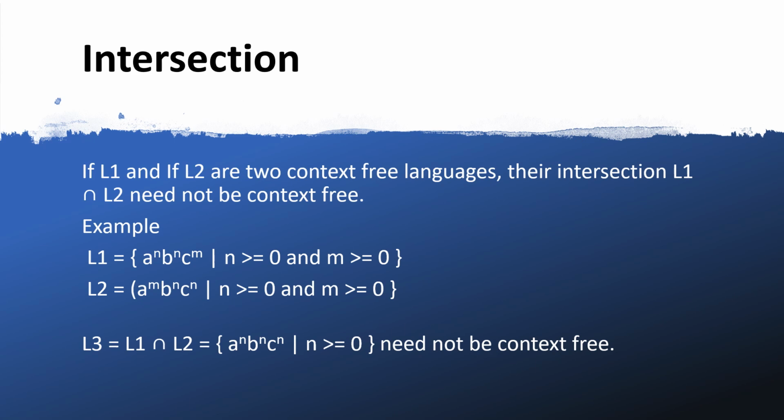Why? Because L1 says the number of a's should be equal to the number of b's, and L2 says the number of b's should be equal to the number of c's. Their intersection says both conditions need to be true. But a pushdown automaton can compare only two. So by this we can clearly understand that it is not context-free.